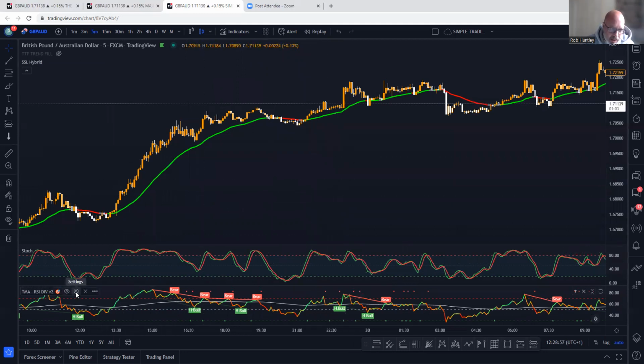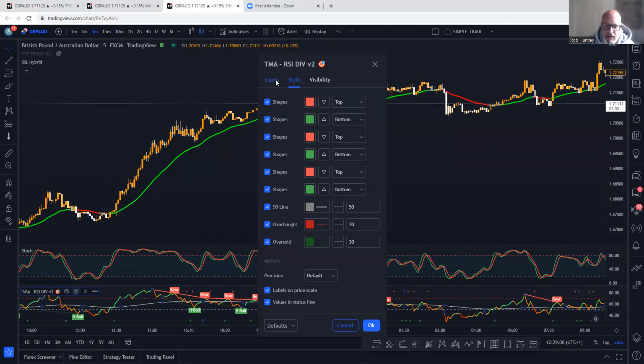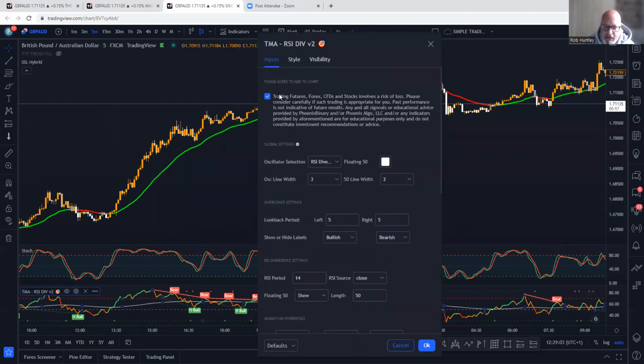So on this, I don't know if I need to change these settings. Yes, I do. So on this, what we're looking at is the oscillator selection is default as RSI divergence, but you do have options there for smooth divergence and momentum divergence as well. You have floating 50, and then the oscillator line width, which is this green, orange, yellow, red. So it's a color changing oscillator line. So the width of that is at 3, and the 50 line width is at 2.